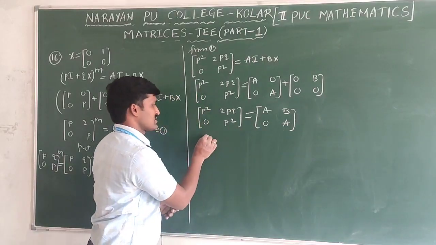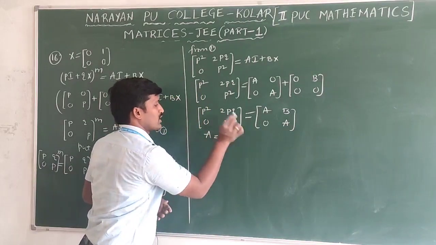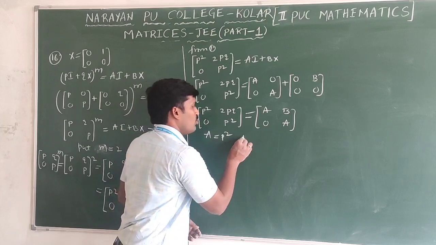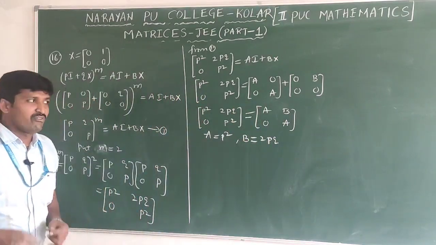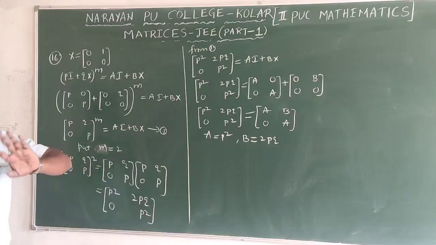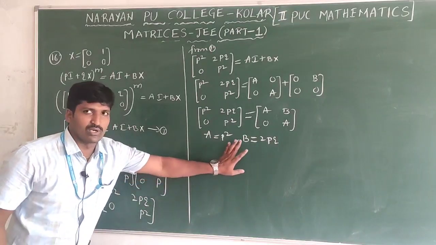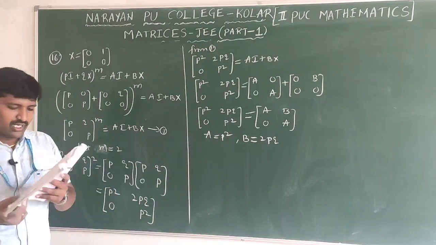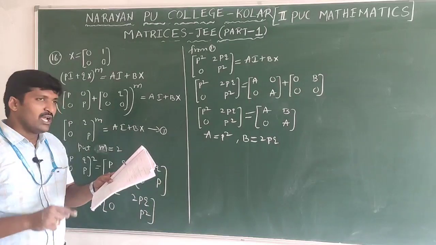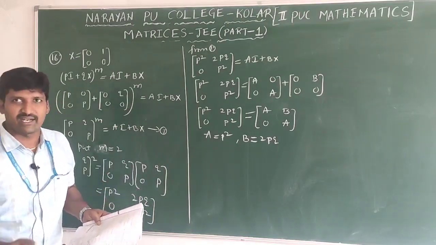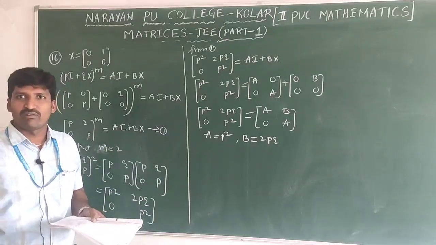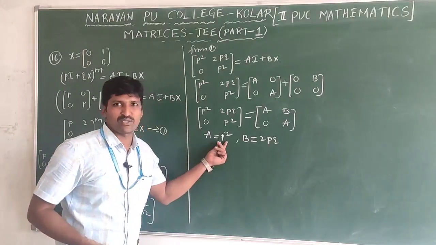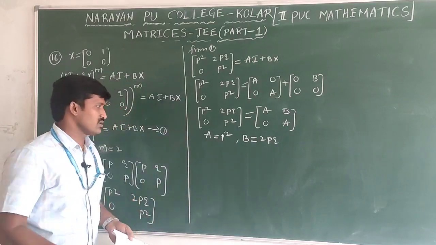Now from this, what is the A value we got? P square. What is the B value? 2 P Q. Now if you verify, the same m value substituted in the options, we need to get this value only. Now take the first option. If you take the first option, P power m minus 1 is there. m is 2 means P power 2 minus 1, P only will get. But A is what? P square. That's why the first option is not satisfied.